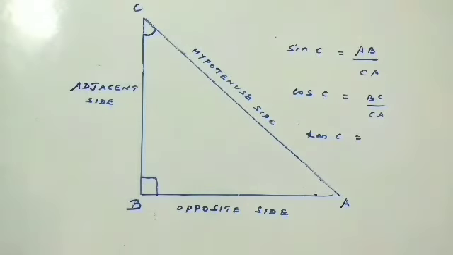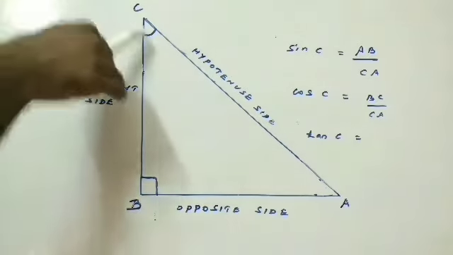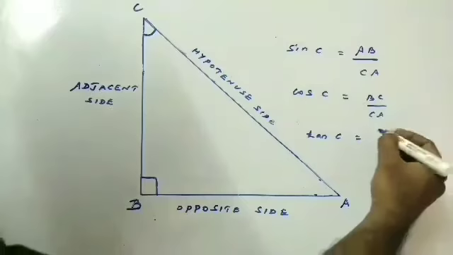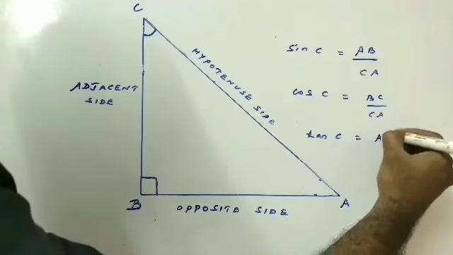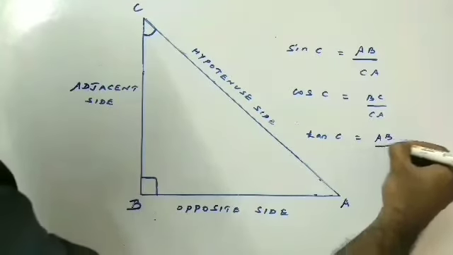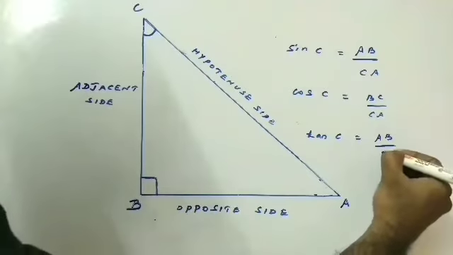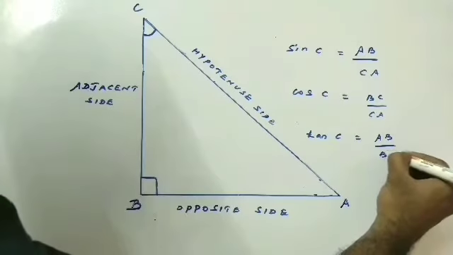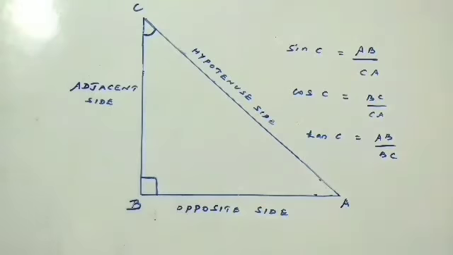And tan theta we know is opposite side by adjacent side. Here opposite side is AB, adjacent side is BC. Tan C, so opposite side, that is AB, by adjacent side, that is BC. So like this you have to solve the problems.